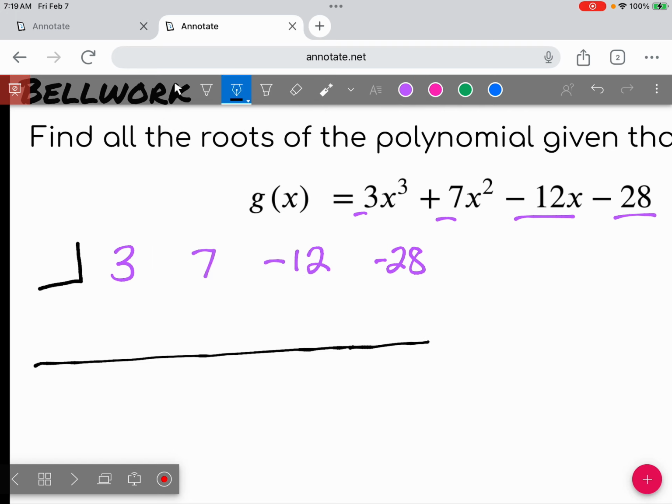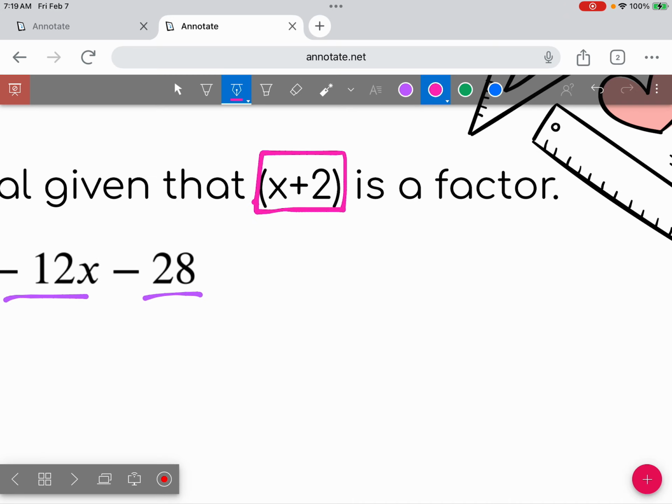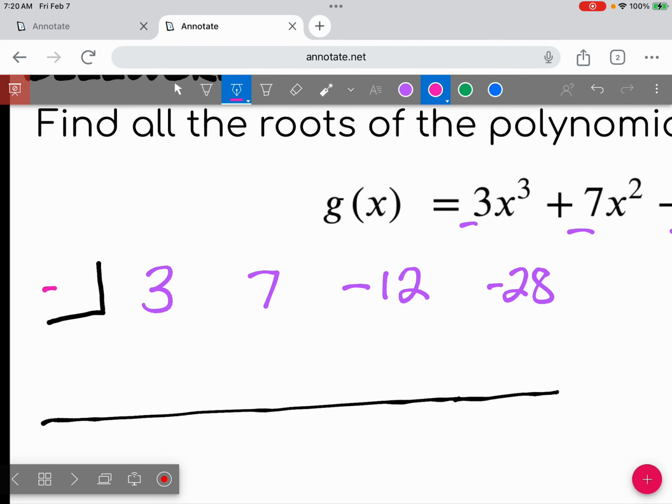And we're going to set up our synthetic division here. What number is going to go in the little box? -2. So that's when we're looking at our factor here, and we need to get it back into a root. So we need to know when x plus 2 equals 0. That's how we know that we need -2. So we have to set that factor equal to 0. We need to find that root. The root is what's going in the box, -2.